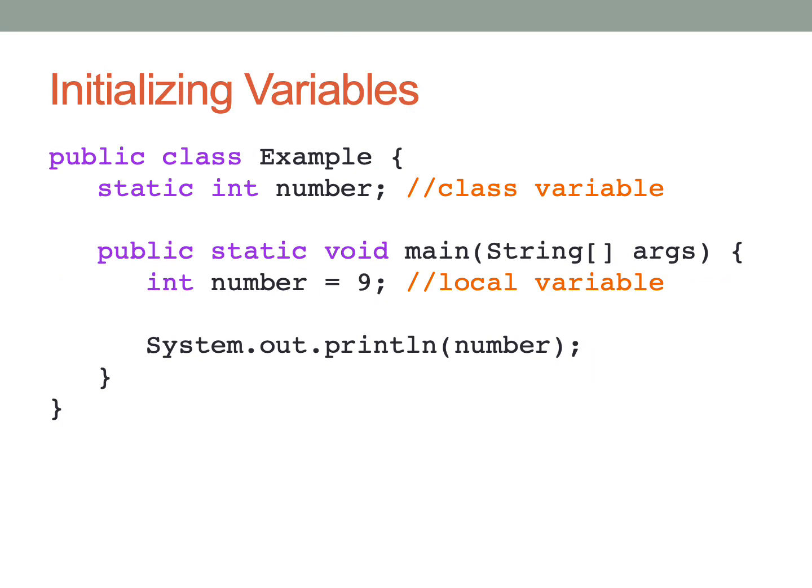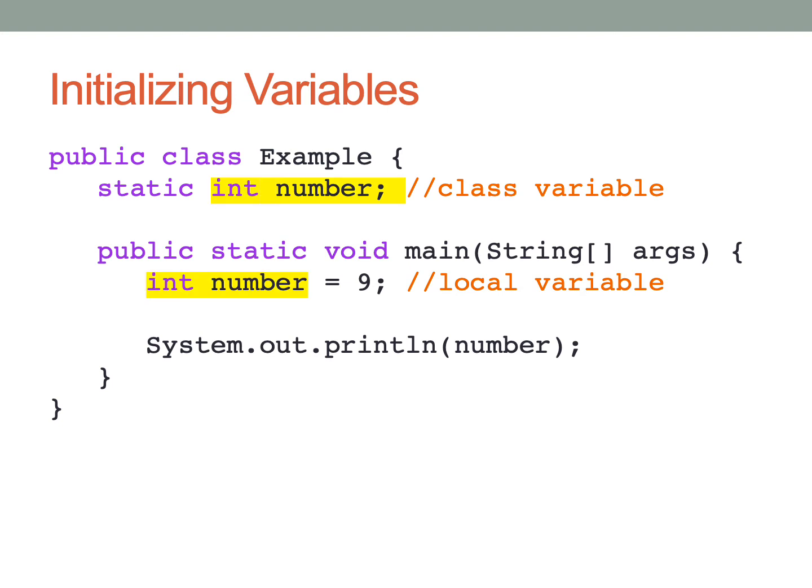Let's look at this class called example to understand more about class variable and local variable. Below the class header example, we have int number, and that is a class variable. Then we have the main method, and we have another variable called int number equal to 9. This is a local variable, meaning that it is only known in the main method.